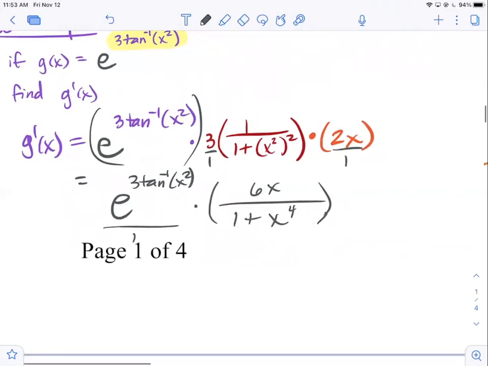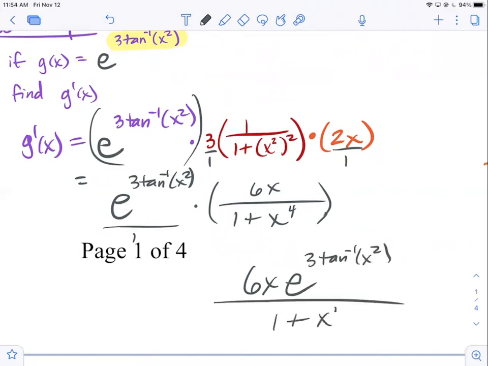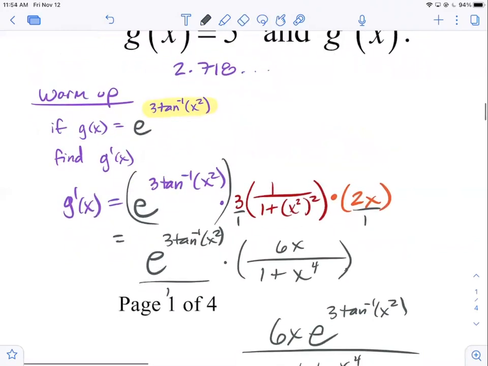Maybe write that as 6x e to the 3 inverse tangent of x squared all over 1 plus x to the fourth. That's another version of it. Okay, that's just the algebra part, the manipulating of the symbols on the back end of it. For your response, could you just leave the top line? But that's the qualified answer. Yeah, let's talk about a free response.